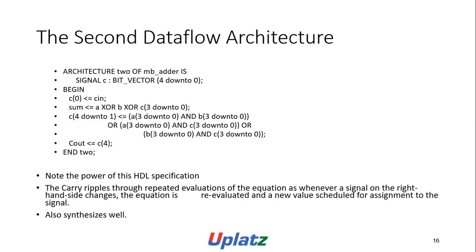The second data flow architecture 2 of the 4-bit adder: signal C is a bit vector 4 down to 0. Begin C0 is equal to Cin, Sum is A XOR B XOR C(3 downto 0). C(4 downto 0) is equal to A(3 downto 0) and B(3 downto 0), or A(3 downto 0) and C(3 downto 0), or B(3 downto 0) and C(3 downto 0). Cout is equal to C4.